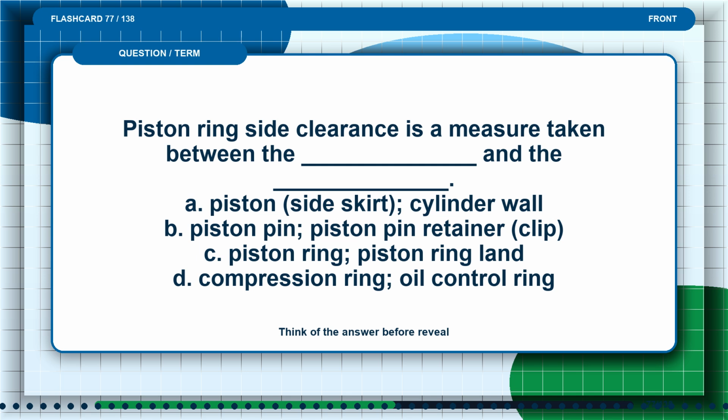Flashcard 77. Piston ring side clearance is a measure taken between the blank and the blank dot. A, piston side skirt, cylinder wall. B, piston pin retainer clip. C, piston ring land. D, compression ring, oil control ring. Pause and think of the answer before the reveal.